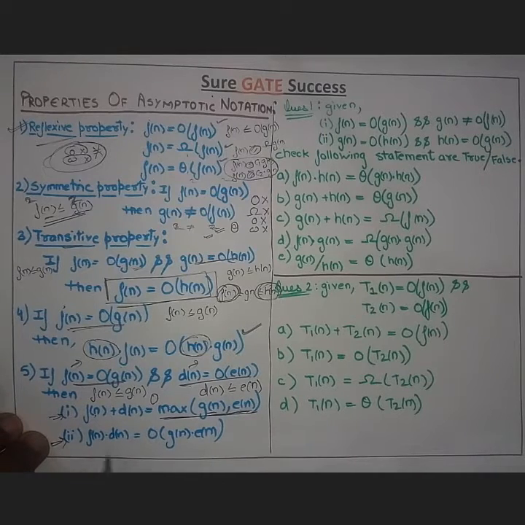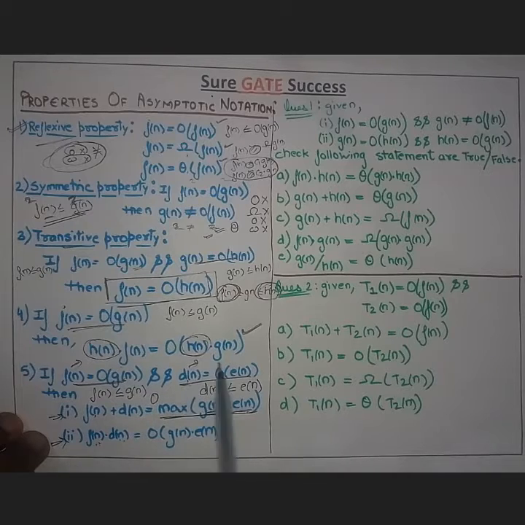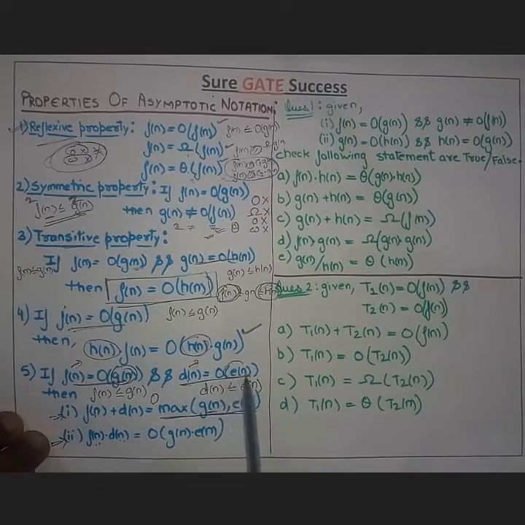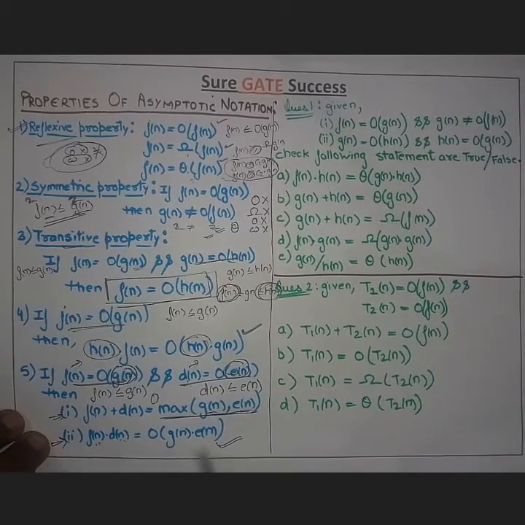In the second equation, if we multiply f of n with d of n, then we cannot consider it as maximum, because we are multiplying, so it might be greater. Therefore we have to take g of n multiplied with e of n. So here it is.